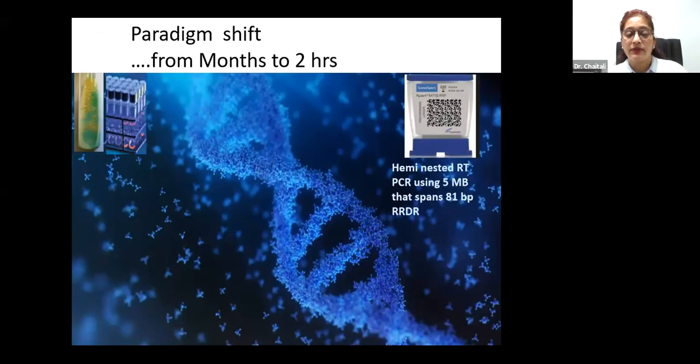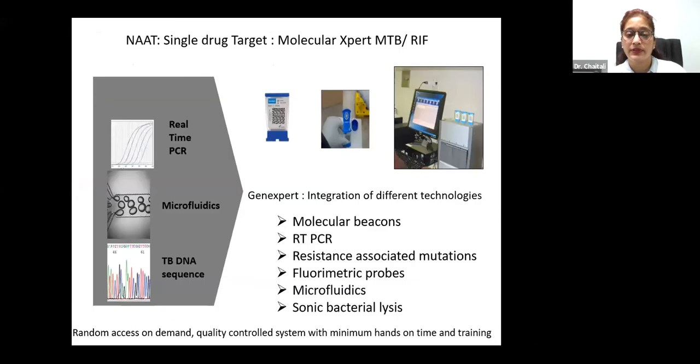This is a paradigm shift, when WHO endorsed GeneXpert in 2010, and that reduced the time from 2 months to 2 hours. GeneXpert is a single drug target molecular method, which is an integration of different technologies, inclusive of molecular beacon, real-time PCR, resistance associated mutations, fluorometric probe, fluidics, and sonic bacterial disruption. It is a random access, on-demand, quality controlled system with minimum hands-on time and training, which is most needed in an appropriate setup of TB detection.